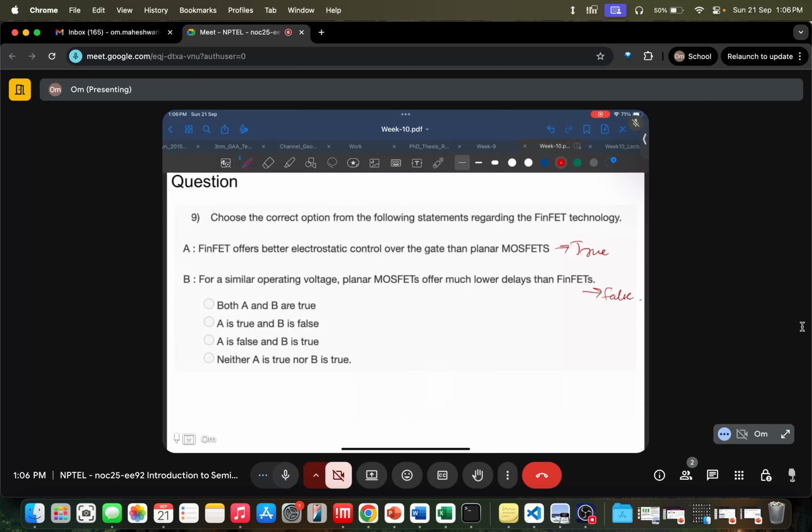Right? It offers better electrostatic control because the gate is surrounding the channel on three sides. If this is the channel here, the gate is on all these three sides, so better electrostatic control. And FinFET has lower delays compared to planar MOSFETs, because in CV by I, C and V are decreased in these technologies and I is increased. So the delay is actually lower in FinFETs. So A is true and B is false. This is option B.